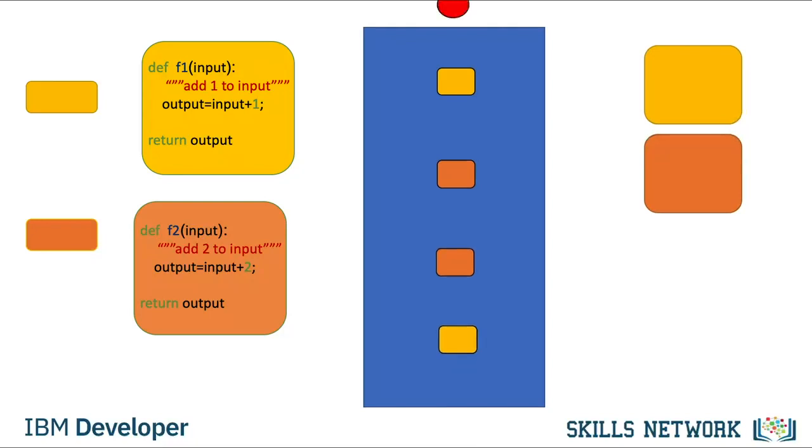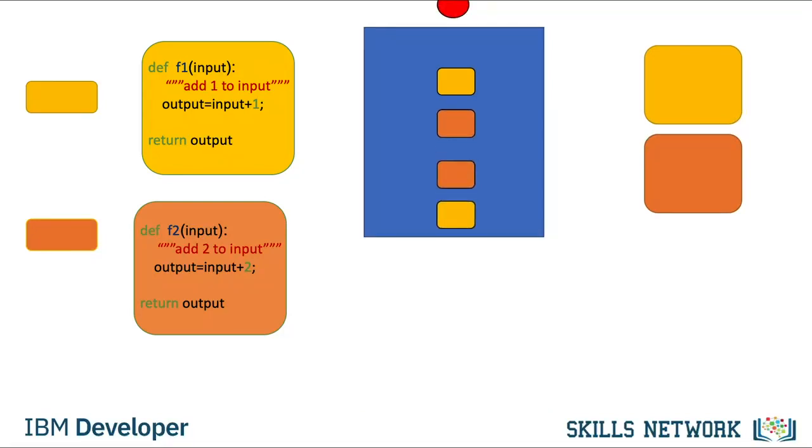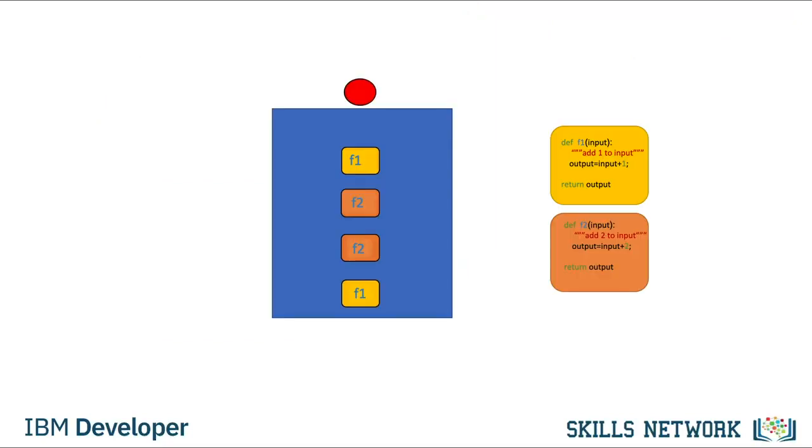Now we can just call the function. Our code is much shorter. The code performs the same task. You can think of the process like this.